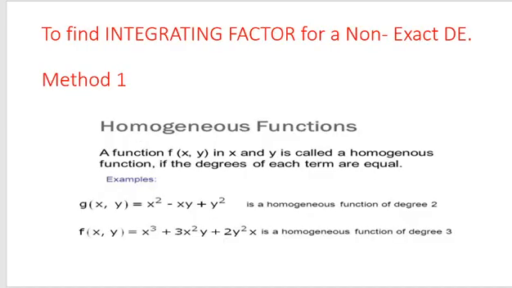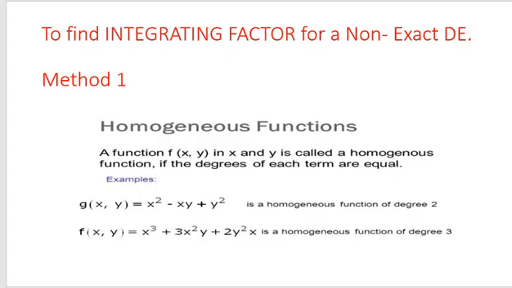There are various methods to find integrating factors for a non-exact differential equation, and in today's class let us look into method 1 of finding an integrating factor for a non-exact differential equation. This method 1 is based on the homogeneous condition of the differential equation. So, before looking into the method, we will just recall what a homogeneous function is.